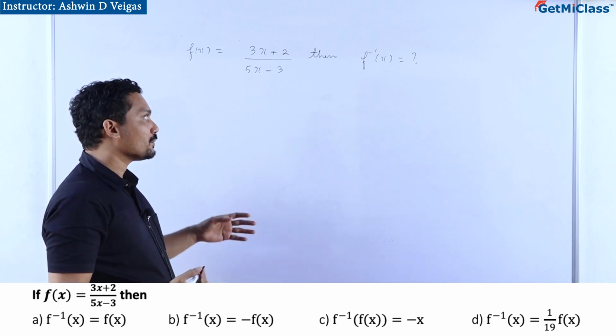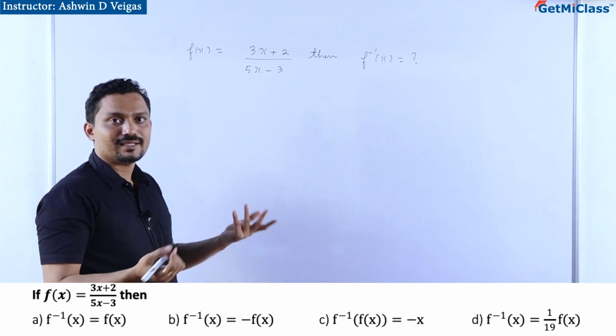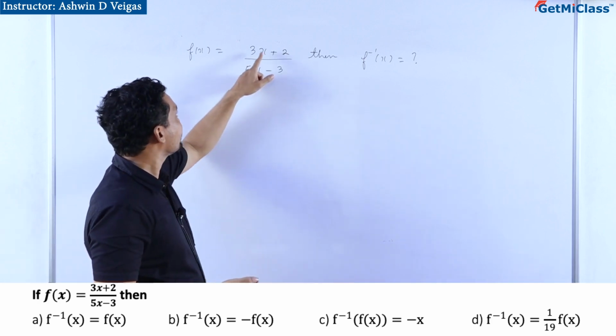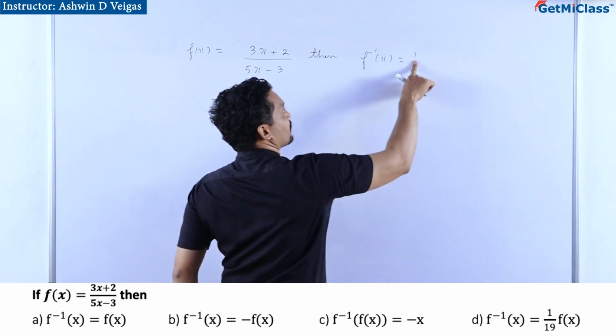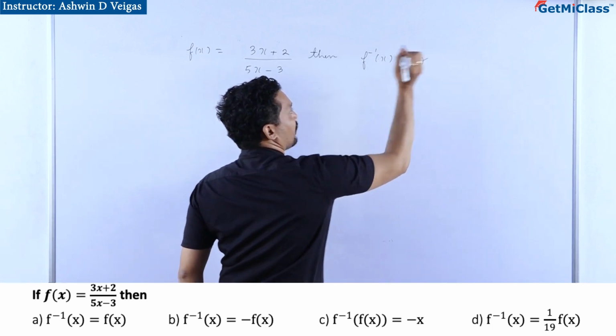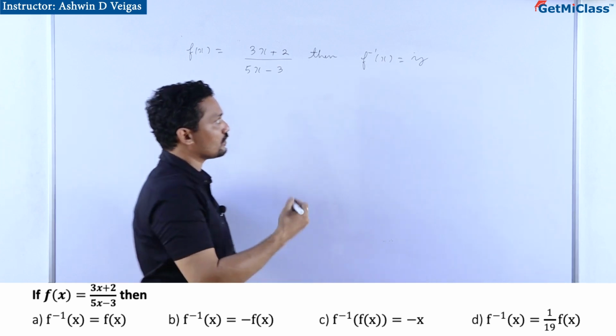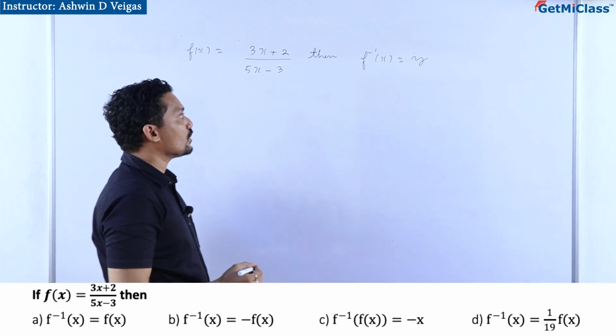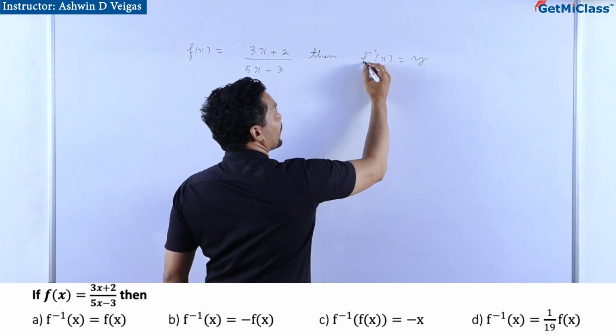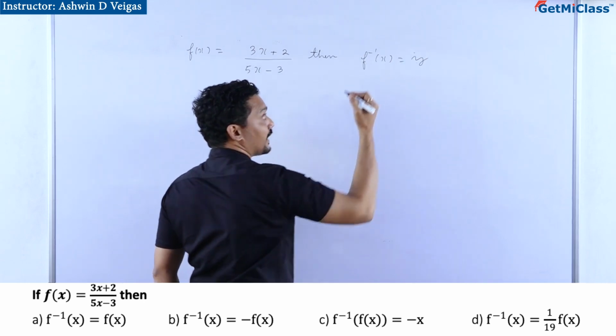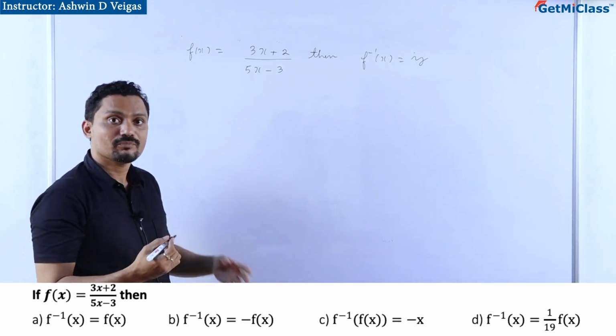In mathematics, when we do not know something, we call it x. Here x is already used. So, f inverse of x, let us assume it to be y. So, we will take f inverse of x equal to y. Now, immediately what you can do is transfer this. This is the standard method of finding inverses of many functions.